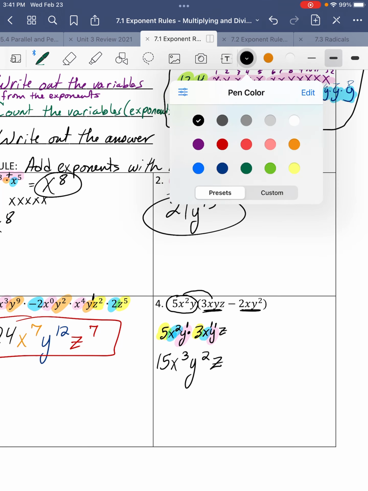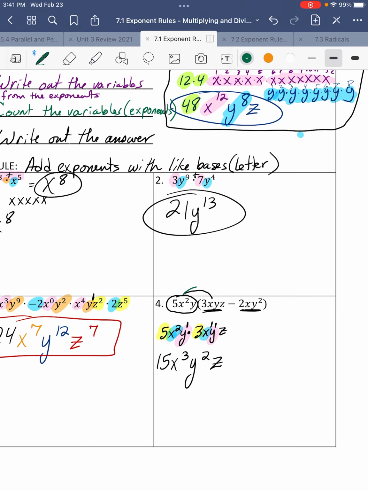We now have to multiply 5x squared y, distribute it to 2xy squared. I'm going to bring that subtraction down. You could have brought it with the 2. So this is minus. So we have 5x squared y times 2xy squared. So 5 times 2 is 10. X squared times x to the first is x to the third. Like bases, add exponents. Y to the first times y squared is y to the third. And then that's it.